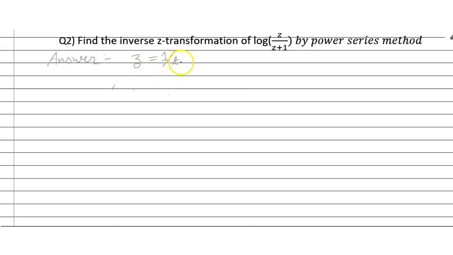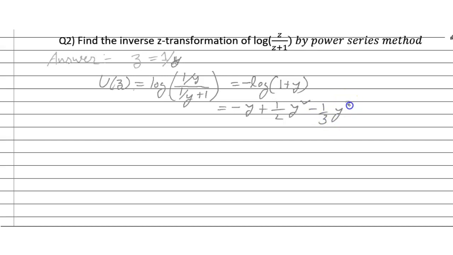So friends, we see that z equals 1 by t. So U(z) equals log 1 by y, I can write 1 by y plus 1. So it can be written log 1 by y minus log 1 plus y. So it can be written minus y plus half y square minus 1 by 3 y cube plus up to infinity.